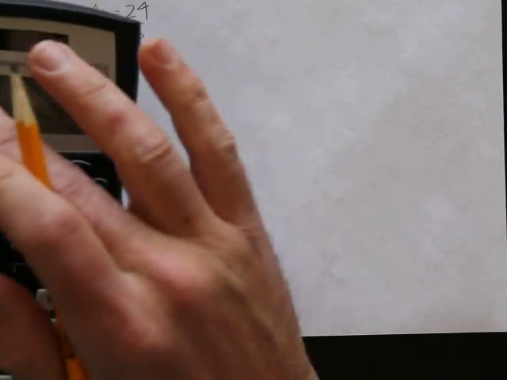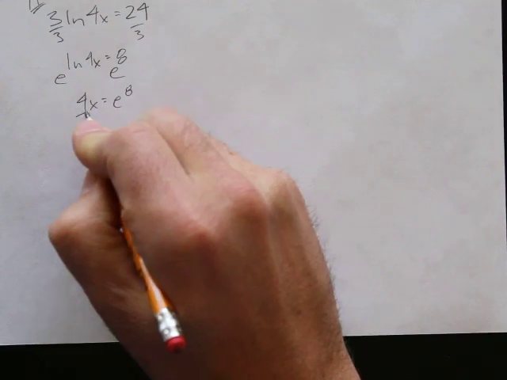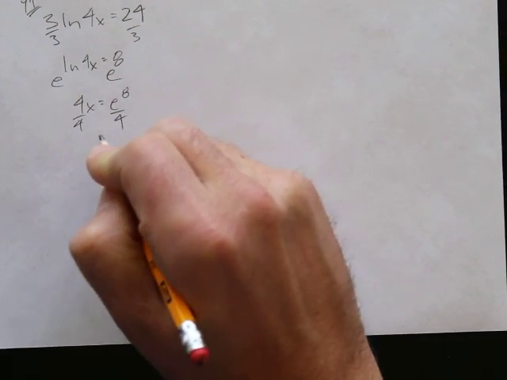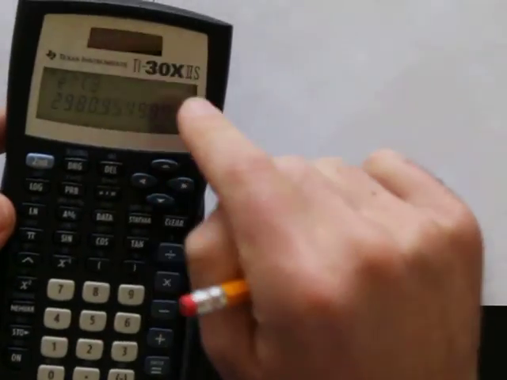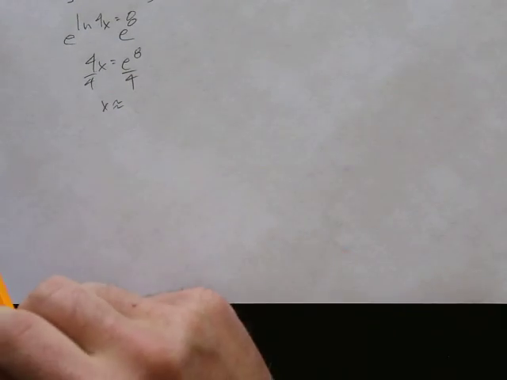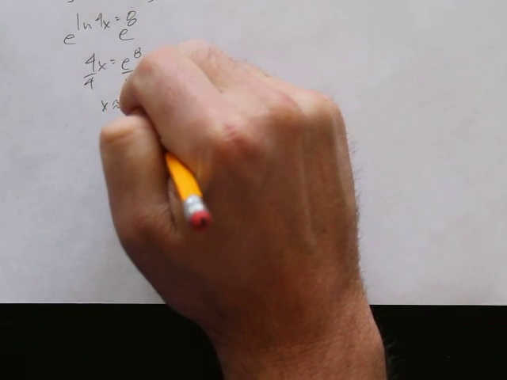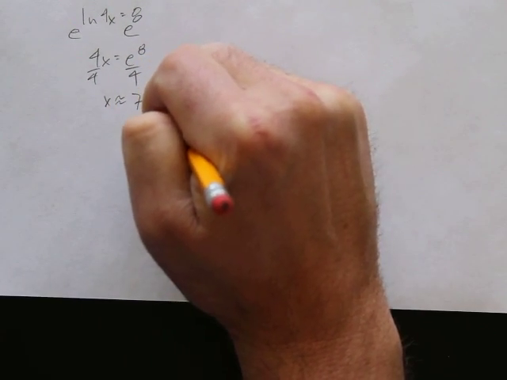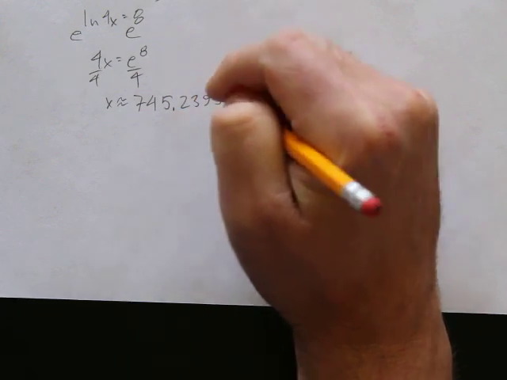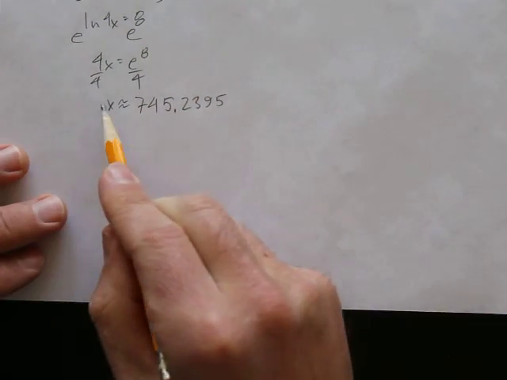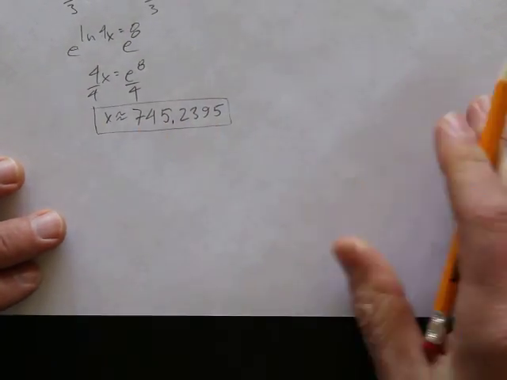So I'm going to keep that in my calculator here. And I'm going to divide it by 4. And then I'm going to get what x equals. Or is approximately. So I've just got the e to the 8th power in my calculator, and I don't want to write all that down. So I'm just going to divide by 4 now, because I needed to divide by 4 anyway. And so now I got 745.2395 approximately. And that is my answer for that one.